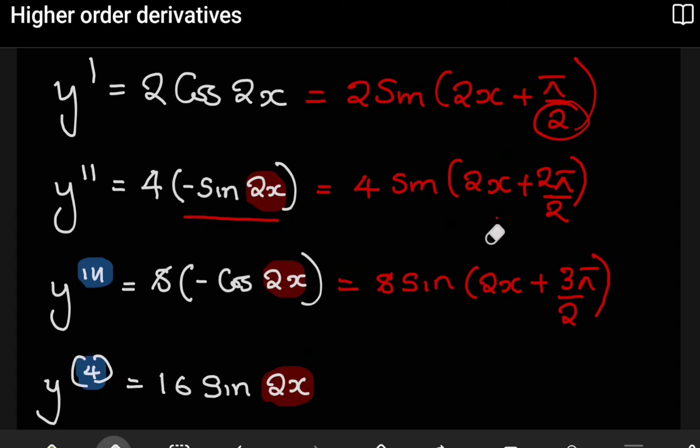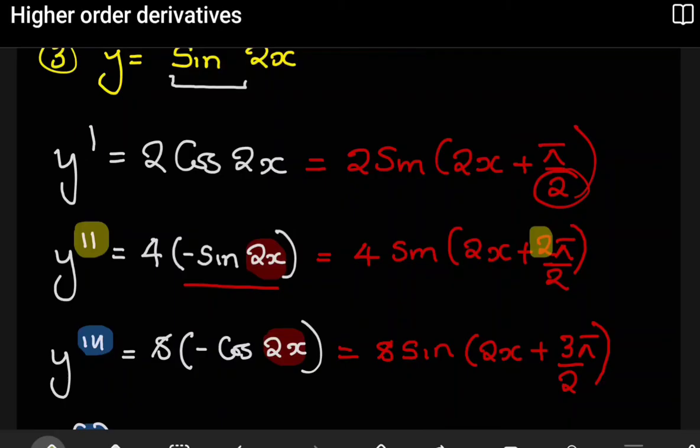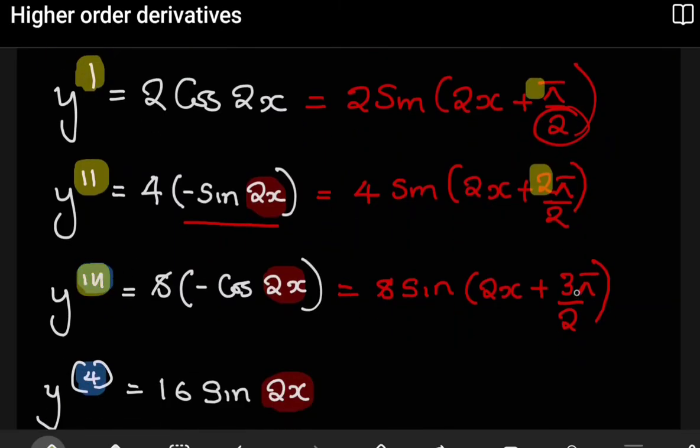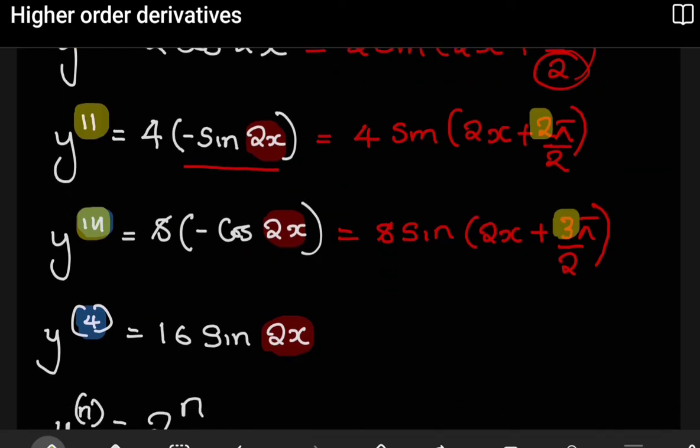When you look at this, a pattern has already been created. Notice that the order of the derivative has to do with this one on top here. If this is 2, then the pi is being multiplied by 2. If this is 1, then the pi is being multiplied by 1. If this is 3, the pi is being multiplied by 3. In the same way, you should see that if you tried this one, it will be 16 sine of 2x plus 4 pi over 2. You should see that this is what you're going to have.